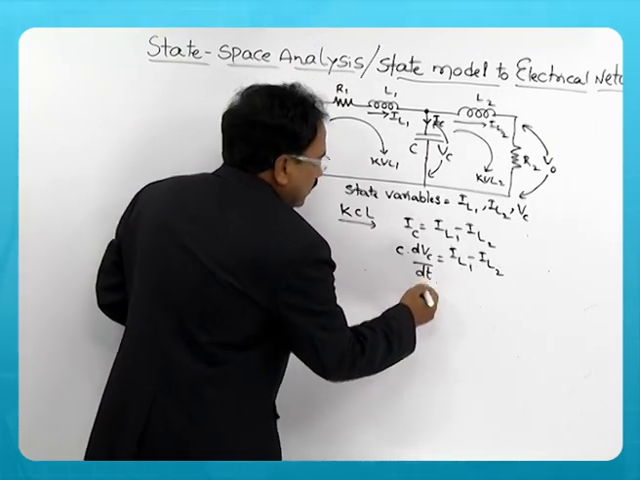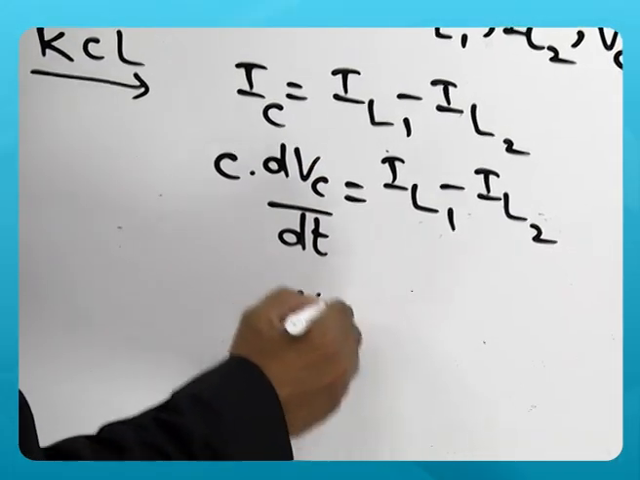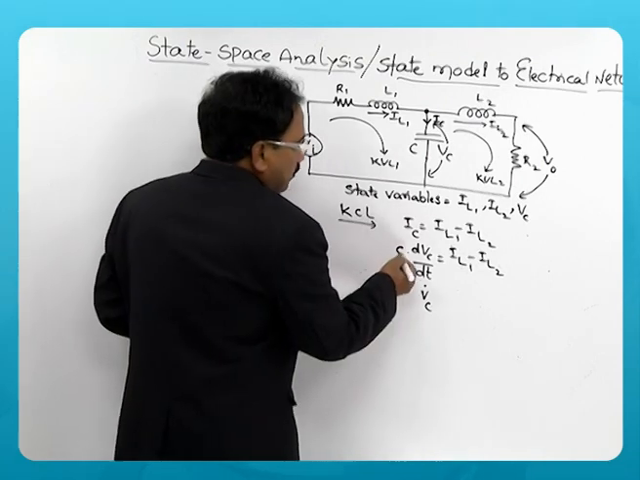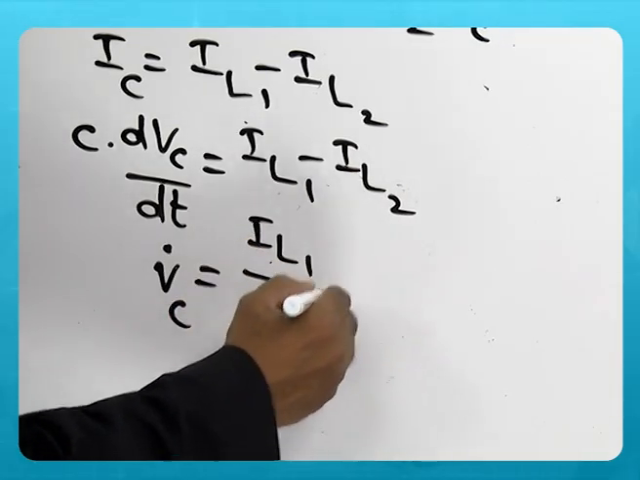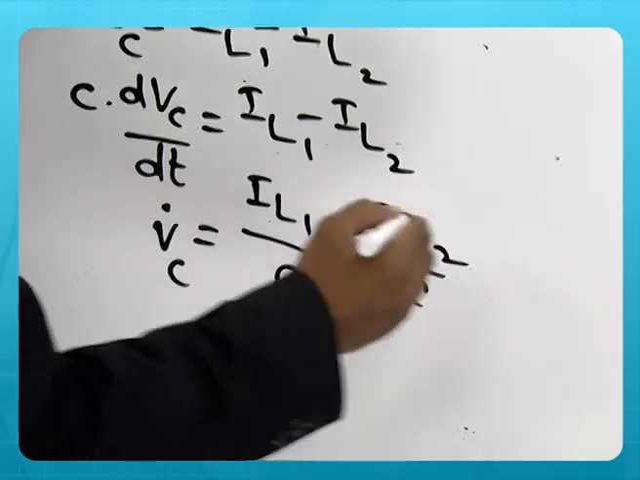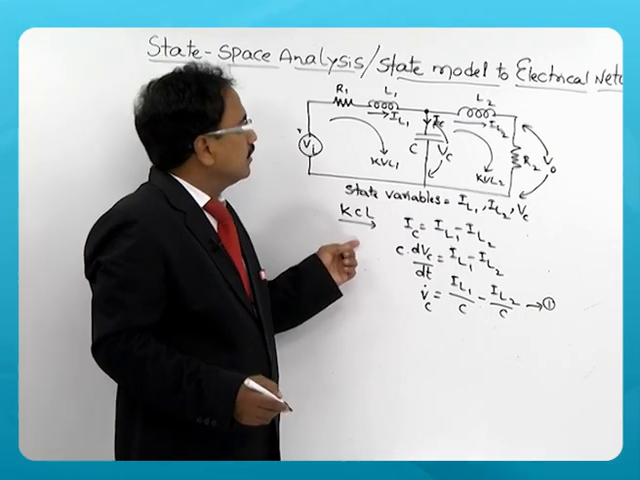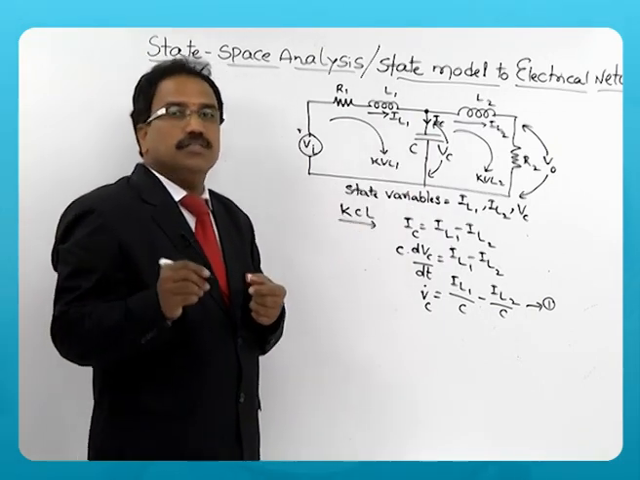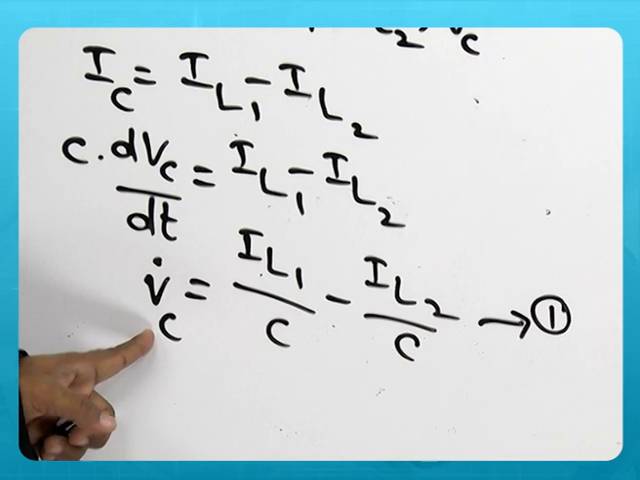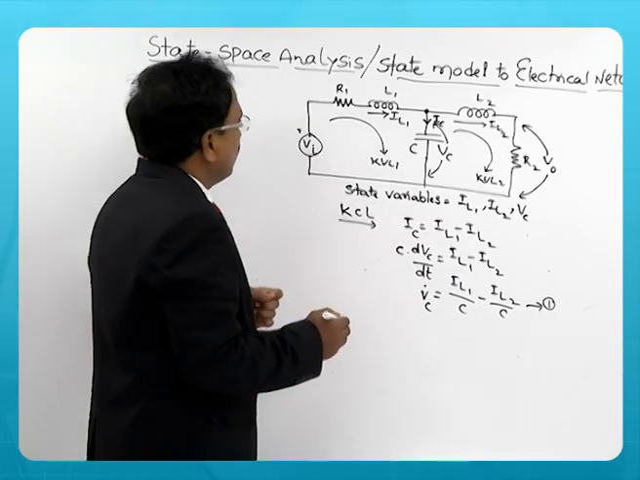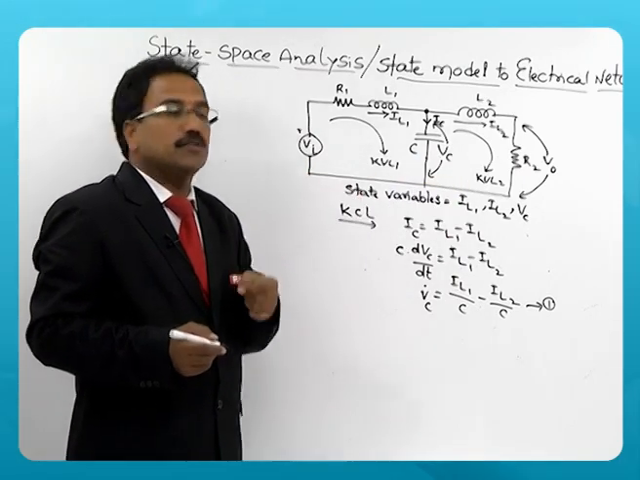So, you can write dVc by dt, the derivative of the voltage across the capacitor, as Vc dot. Taking the capacitor value C to the other side, it is equal to IL1 by C minus IL2 by C. So, this is equation 1. Using KCL applied at the junction where you have a capacitor, we got one equation for one state variable, Vc dot.